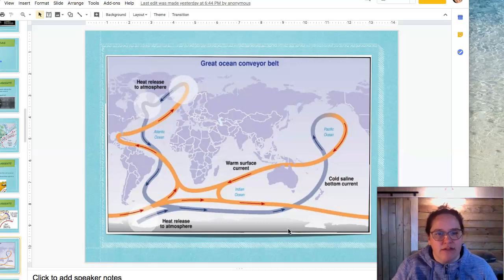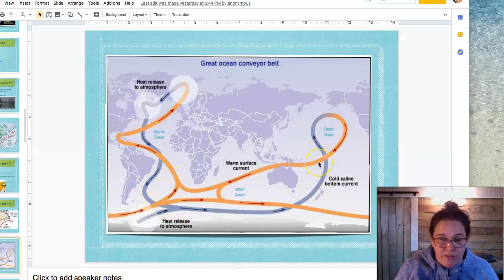So this is what the ocean currents look like. They're kind of like a highway system. And so there's literally water that we know goes from the Pacific Ocean that eventually moves all the way around into the Atlantic Ocean and back down and around again.